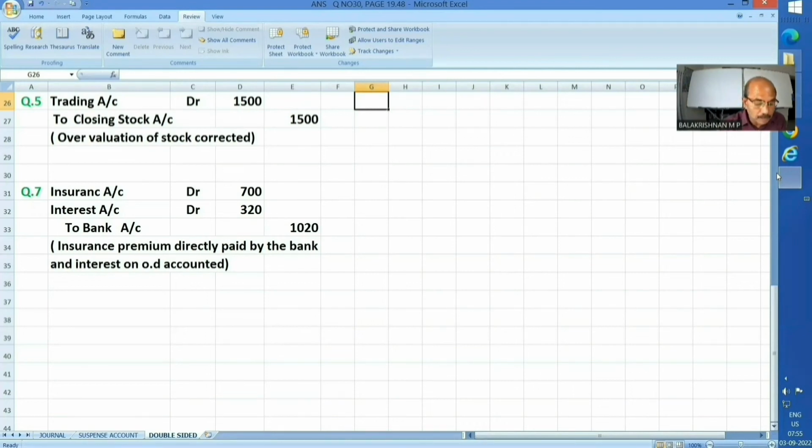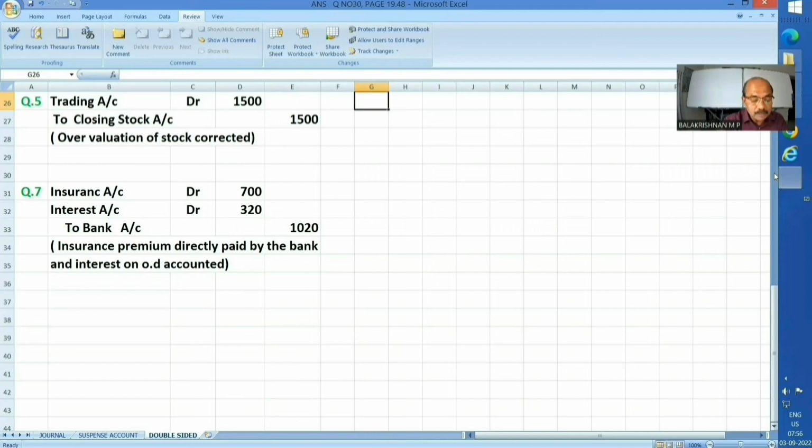Next one. Closing stock has been overvalued by rupees 1,500. Well, students, opening stock, closing stock, expenses are shown in the trading account. Final accounts I have not taken up with you. When I'll be taking up the final accounts with you, you will learn how entries are reflected in a trading account. For the time, just keep it in mind. Closing stock is credited to a trading account. Or in other words, closing stock account debit to trading account.